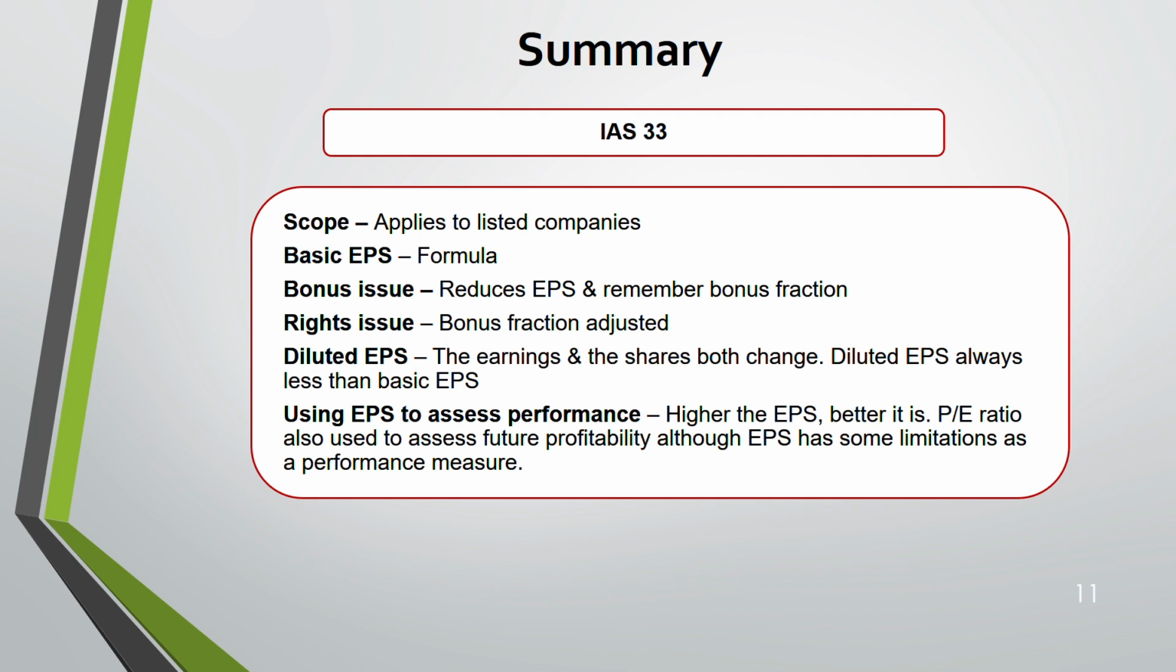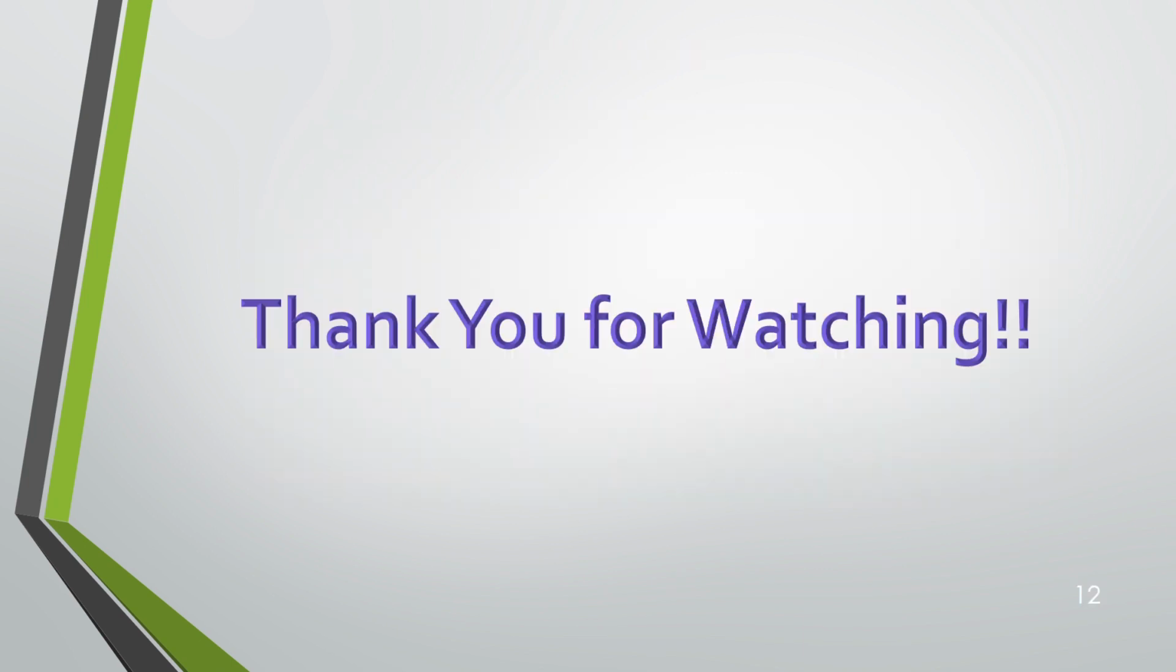We went through the list of the limitations, right? It's an accounting measure, it could be manipulated, and you cannot compare two companies using different accounting policies and the like. So that's it for IAS 33. We'll be seeing you in the next standard, which is IAS 34. It's a very short standard.